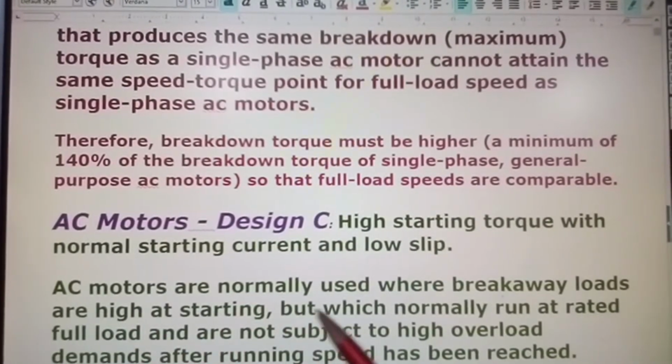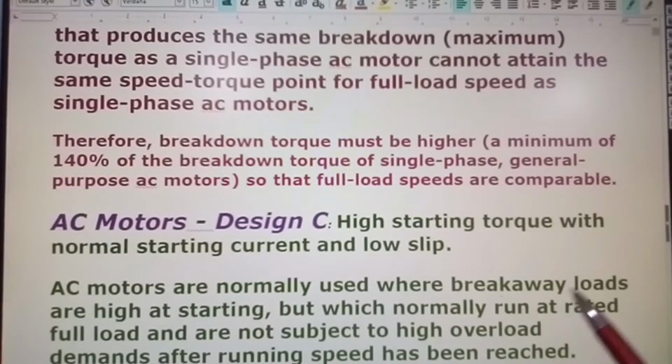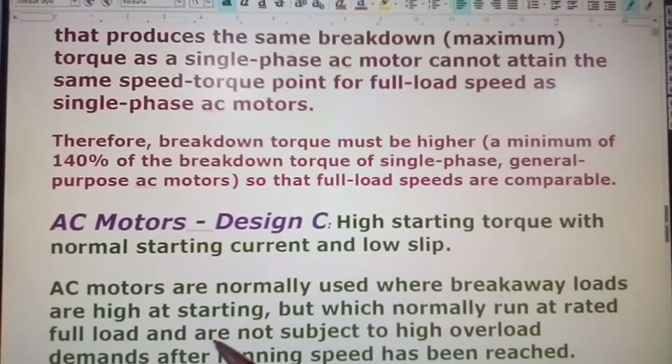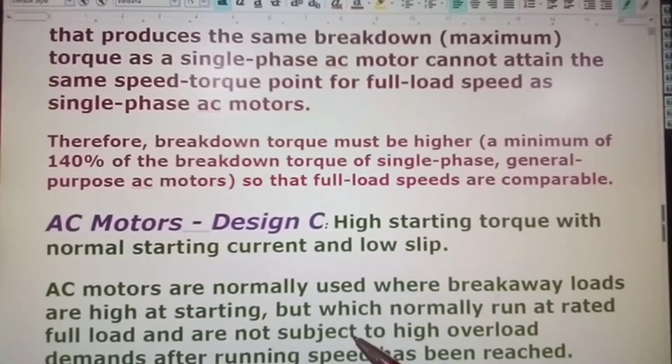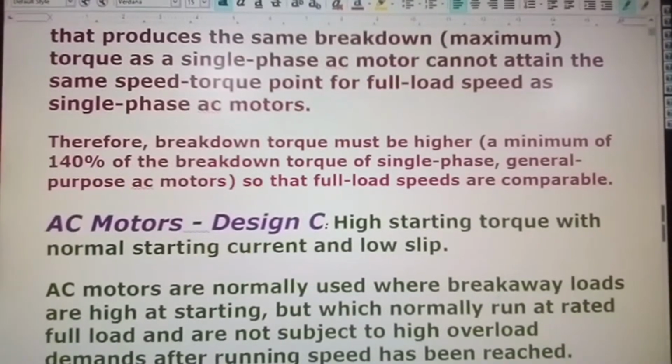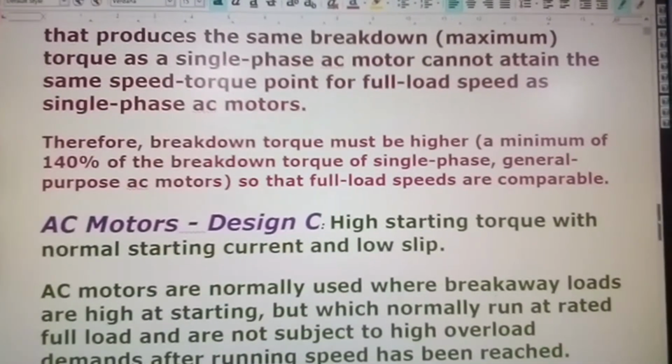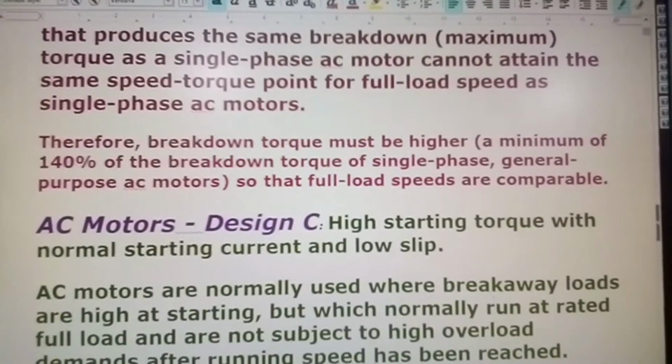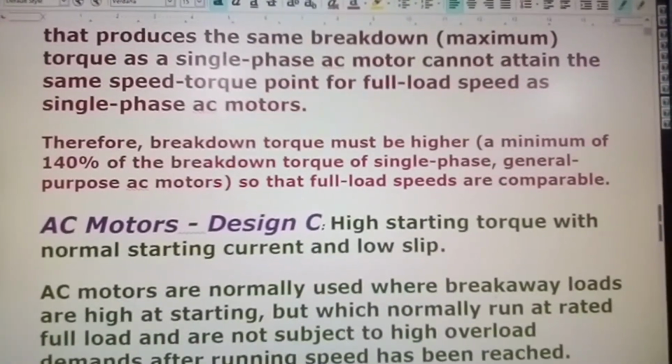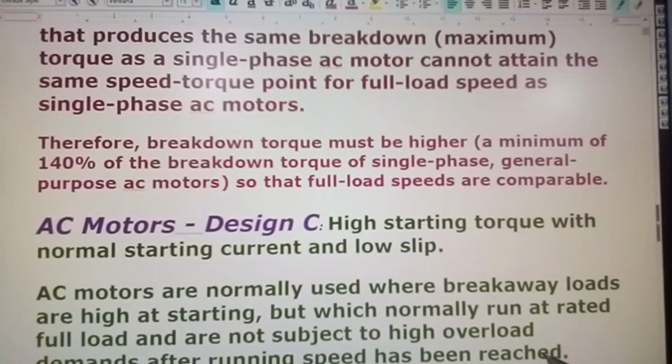AC motors are normally used where breakaway loads are high at starting, but which normally run at rated full load and are not subject to high overload demands after running speed has been reached.